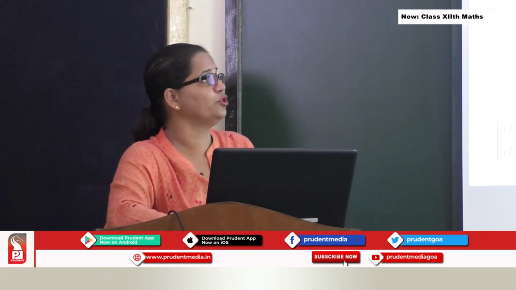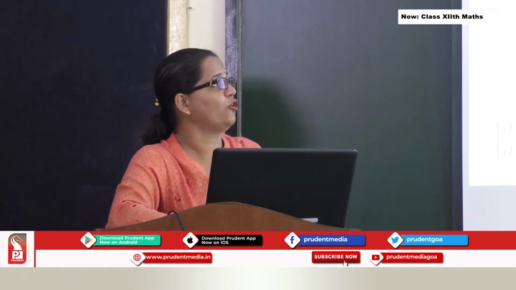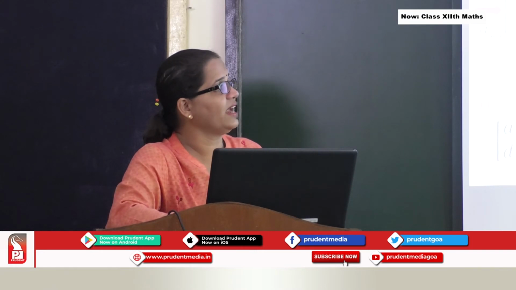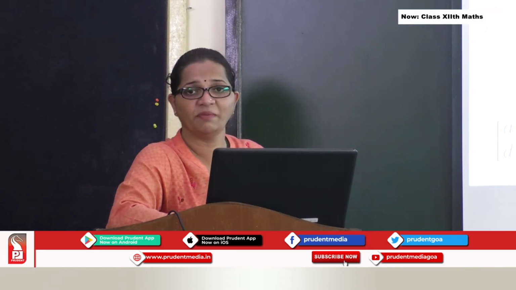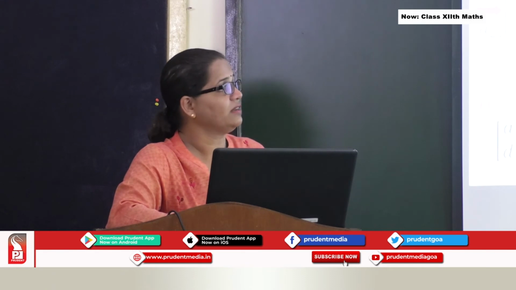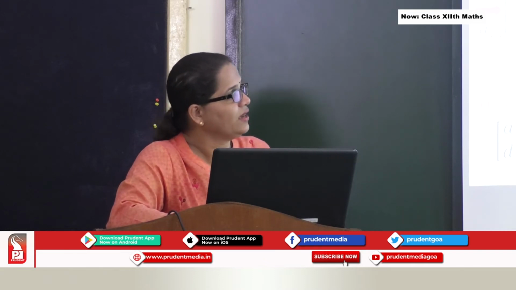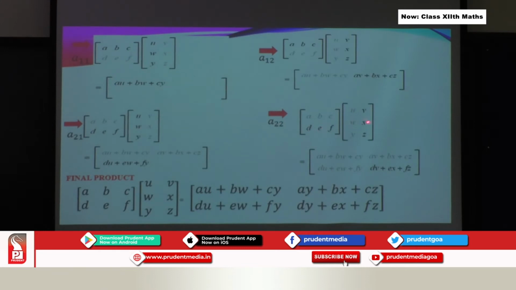Again, as I told you, this is the mapping for your entry. Now over here, I am talking about second row only. So second row remains steady. Now where am I supposed to shift? For the second column. Why? Because it is 2, 2. So I will be focusing on second row, second column. So DV plus EX plus FZ. This is how I get my fourth entry as well.